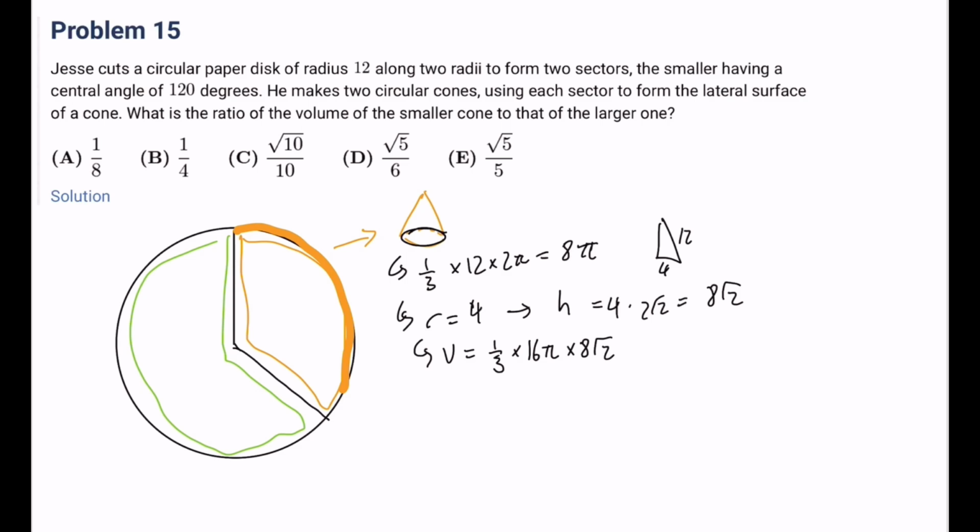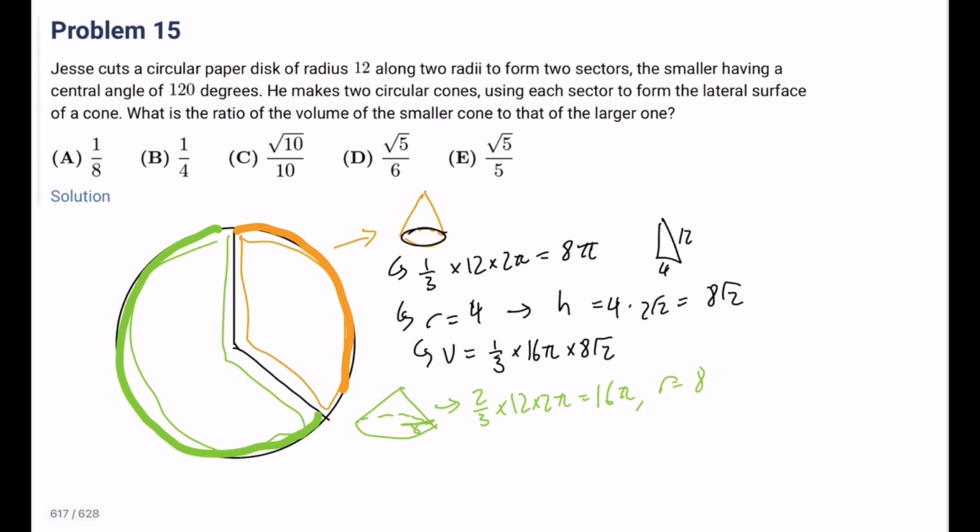And then for the green one, we have to get the circumference of the cone, and the cone is going to look wider, like that. Same thing, we are going to do this much, so this is equal to 2/3 times 12 times 2 pi, which is equal to 16 pi. This gives us that the radius is 8.